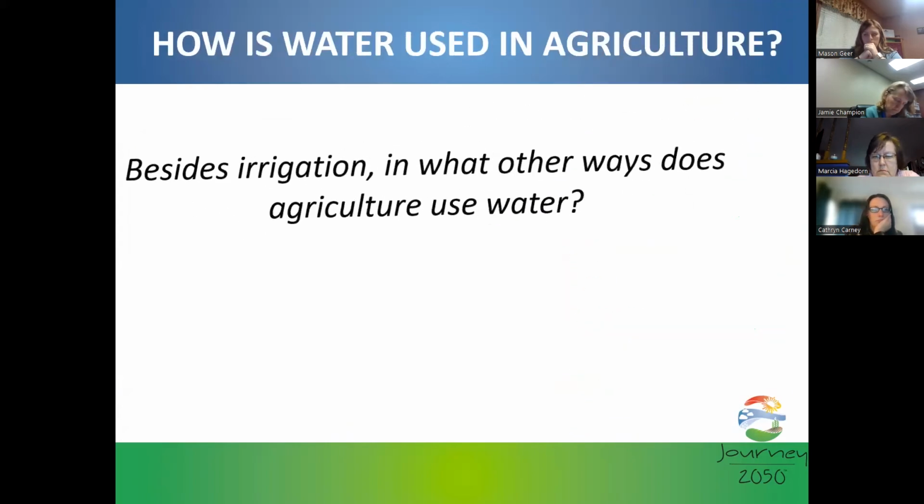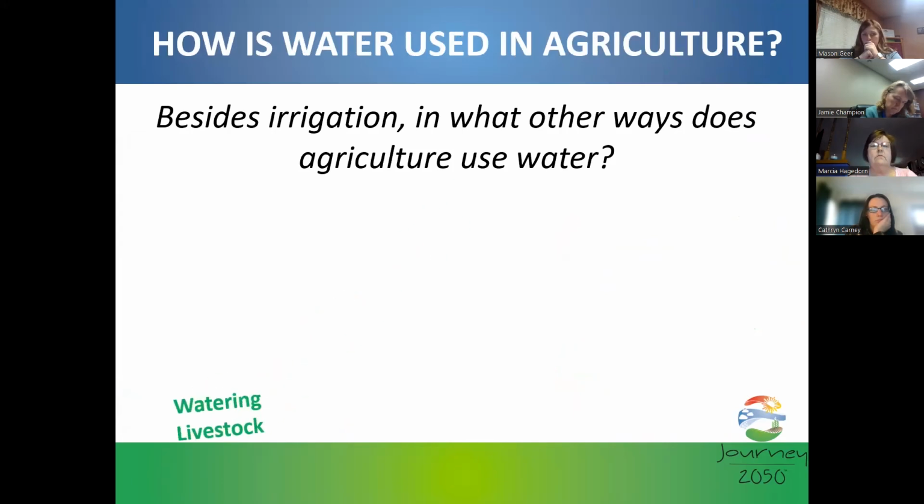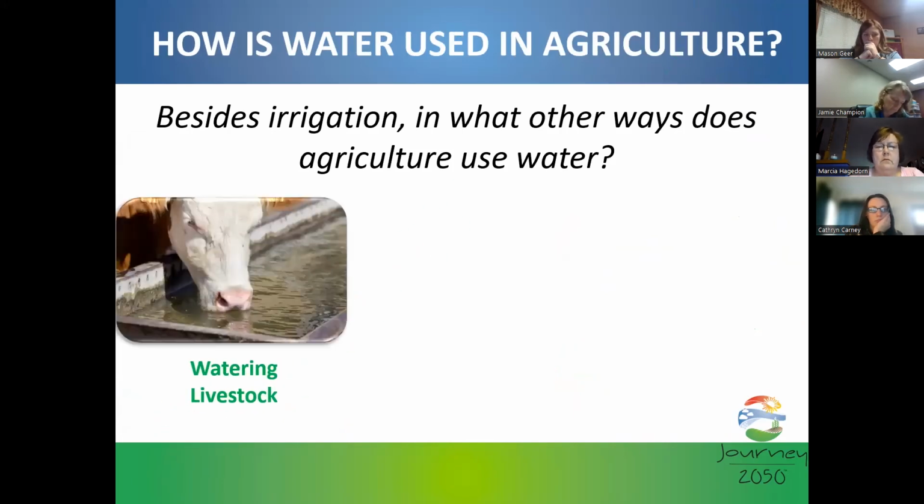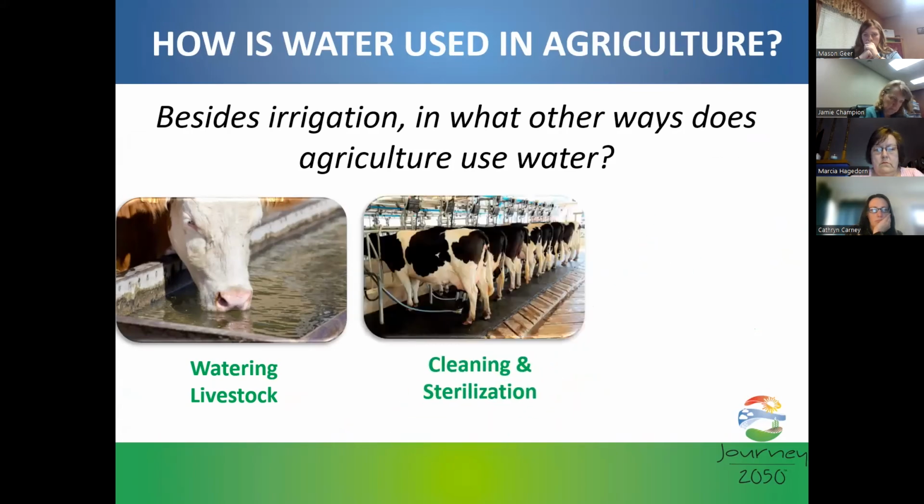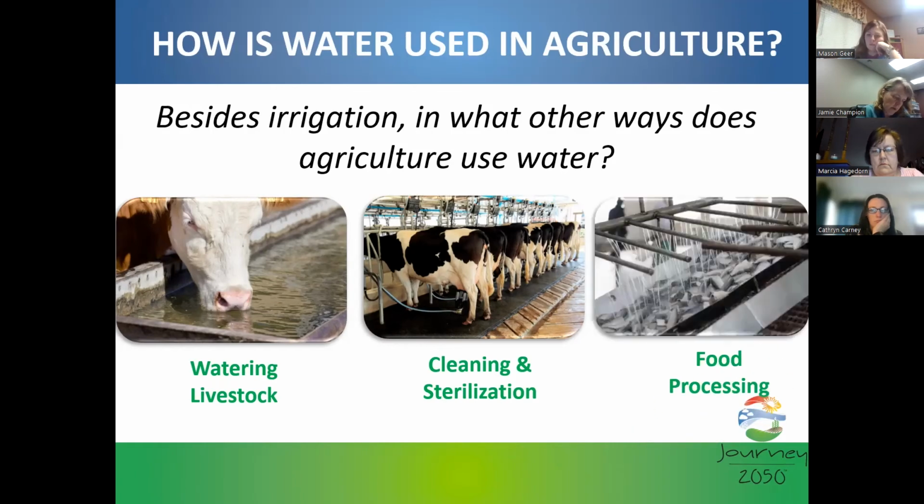But we also use water for other purposes, like we need our water for our livestock. We have lots of livestock in Iowa. We also have to use it for cleaning and sterilization. So dairies use a lot of water, just making sure their animals are clean and healthy. And then we also use water to process our food, again for cleaning and processing in that way.